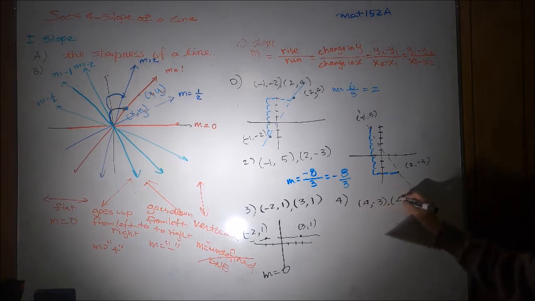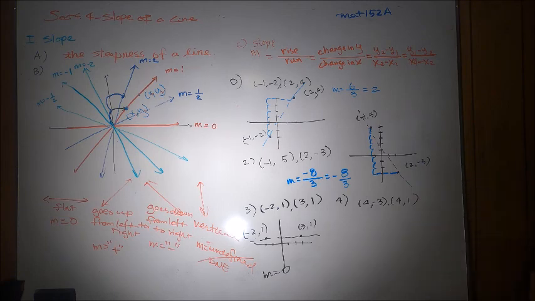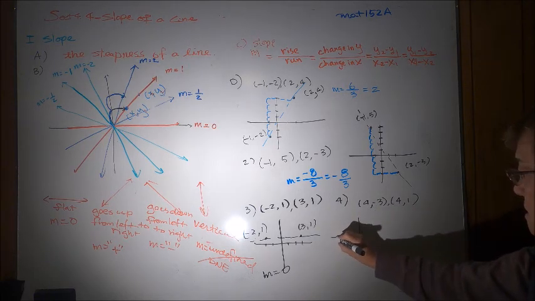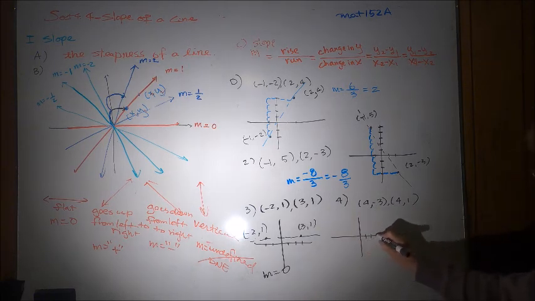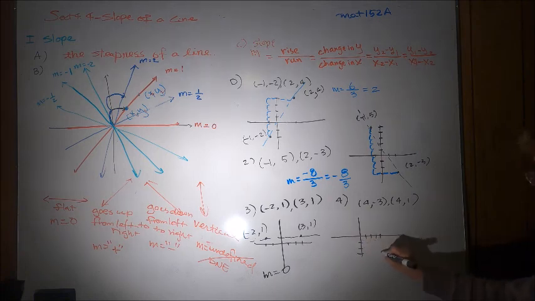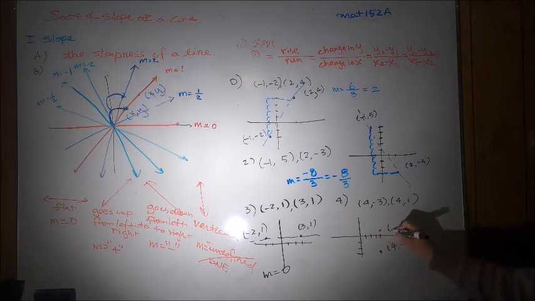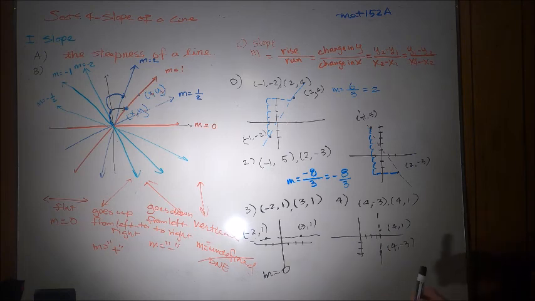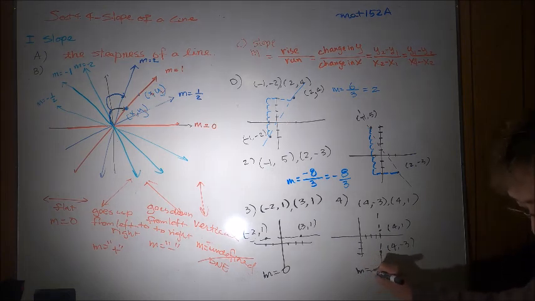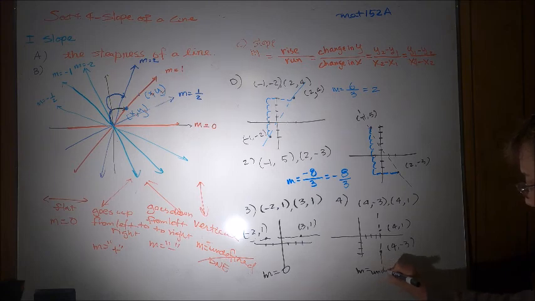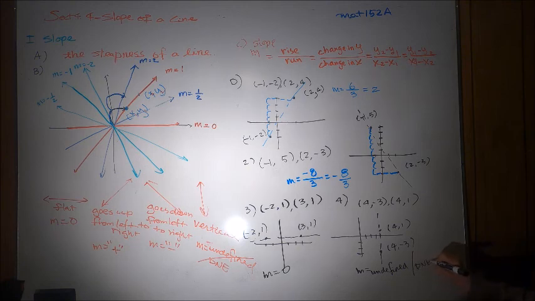If you look at the next one, if you have 4, -3 and 4, 1, then let's see, what do we have? Take a look, so 4, -3, 1, 2, 3, 4, 1, 2, 3. 4, -3 is here, 4, 1 is here, right? So what happened to your line? It's a vertical line, so your slope is what? Undefined. Or you can say doesn't exist.